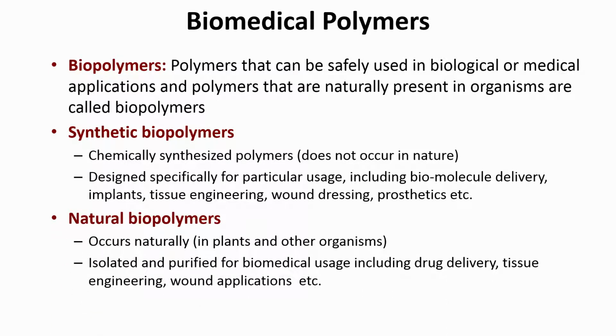And then the other class of course is the natural polymers, which as the name suggests, are naturally occurring. These are derived from plants or animals or some other organisms, and are then isolated, purified, and used for different applications just like the synthetic polymers.